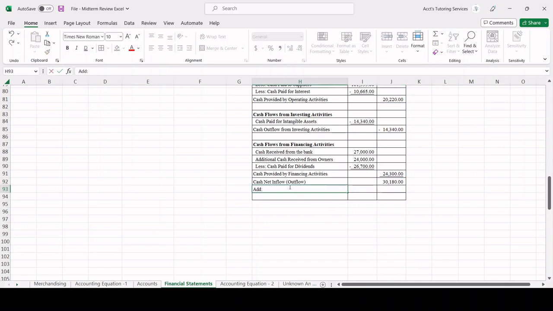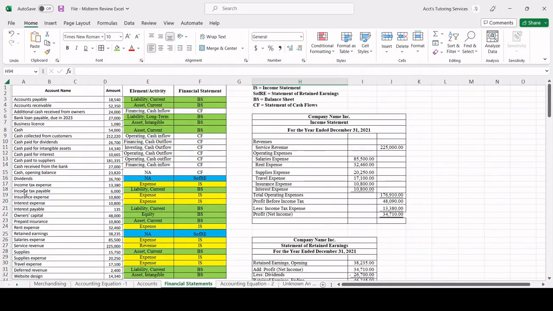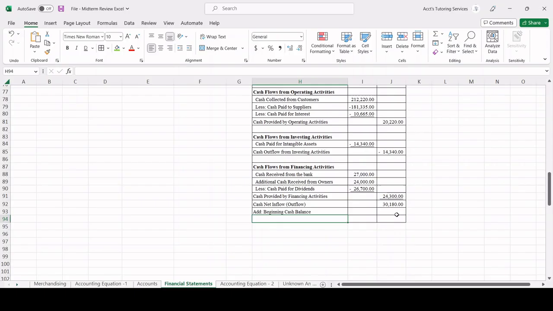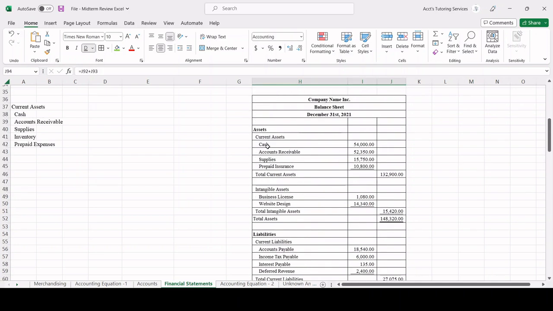Then we're going to add this to the beginning cash balance, which is given to us in here as well. Cash opening is going to be 23,820. So 3,180 plus 23,820, and this should give us the cash ending balance of 54,000. And to see if you did this correctly, this number over here should match this number over here.